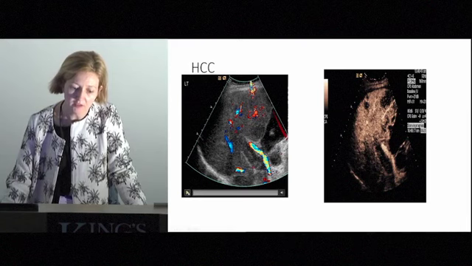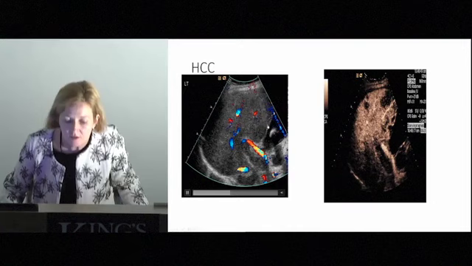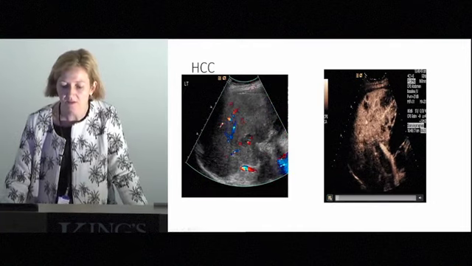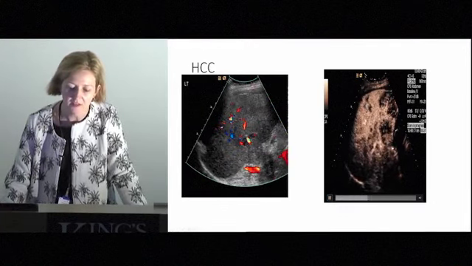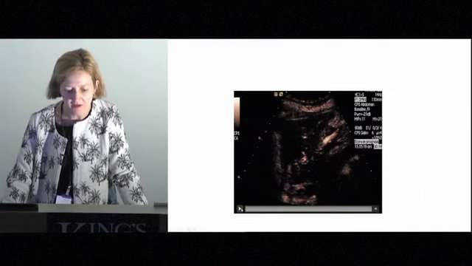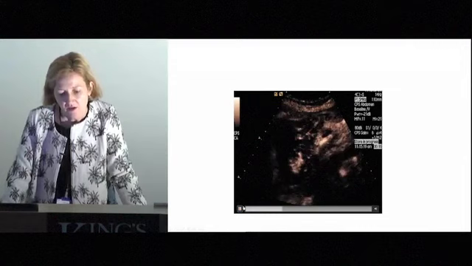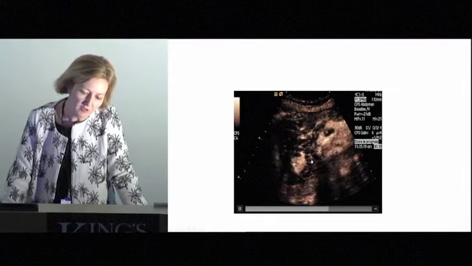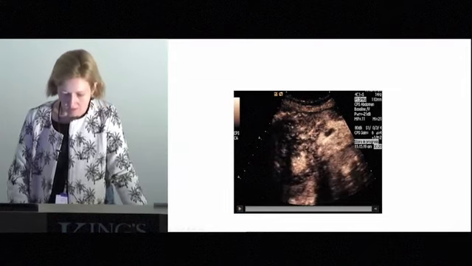However, with the HCC, when we come up on our grayscale and we begin to see larger lesions, we give the contrast and we can see multiple lesions on this late arterial phase scan. Or with the smaller, this is just an early arterial phase scan showing a rapid wash-in of a lesion.